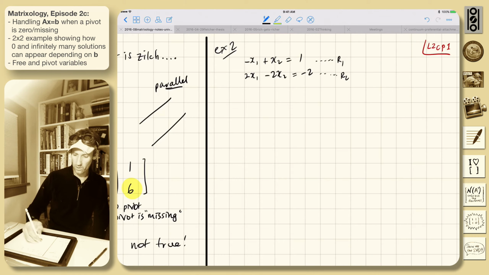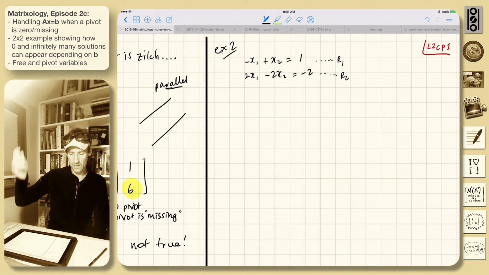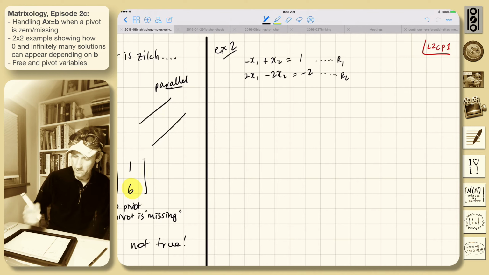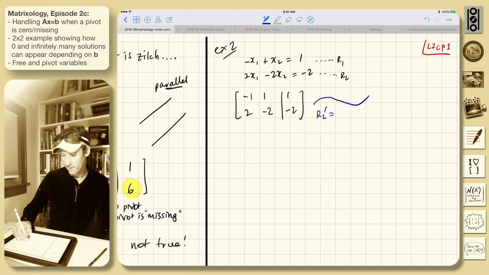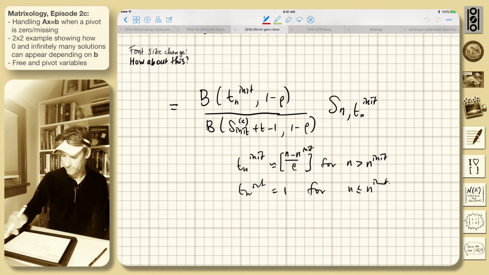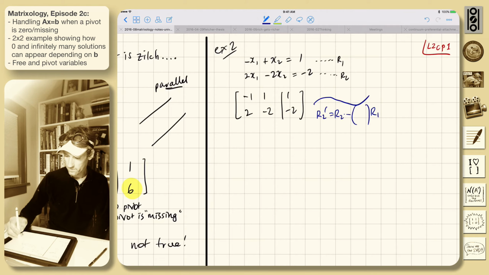Again, 3 by 3s, more complicated things, 4 by 4s, larger things, it will happen in more intricate ways. But this is just an intro story. And there's a very important thing I want to introduce here. So the augmented matrix version: minus 1, 1, 1 and 2, minus 2, minus 2. It's always good practice to do these things. Same formalism as ever. So it's row 2 prime, the old row 2 minus some multiple of row 1.